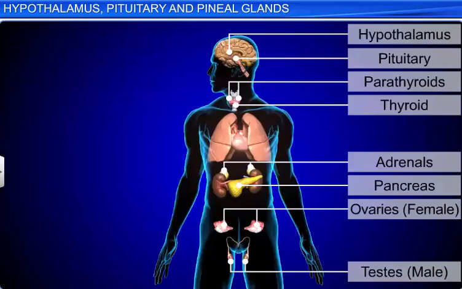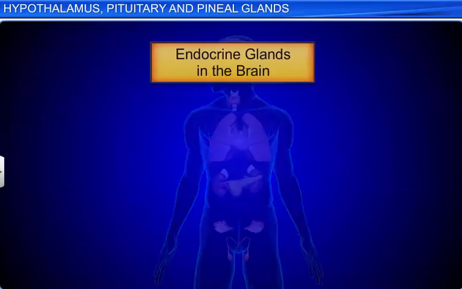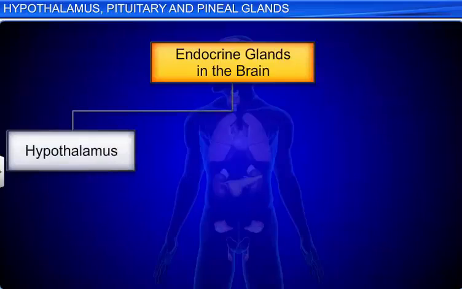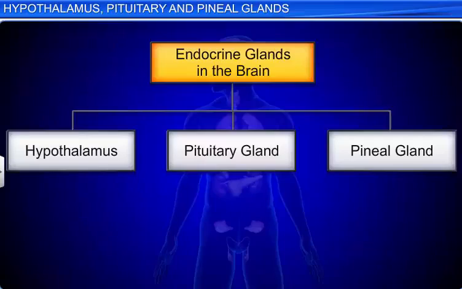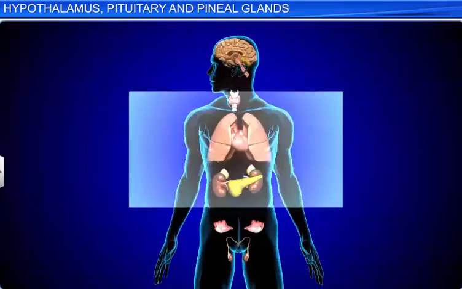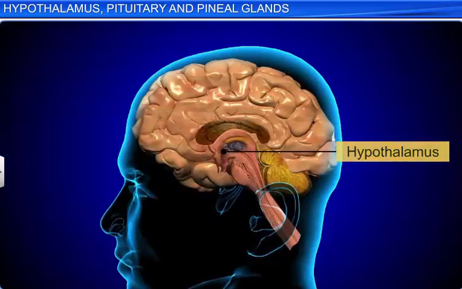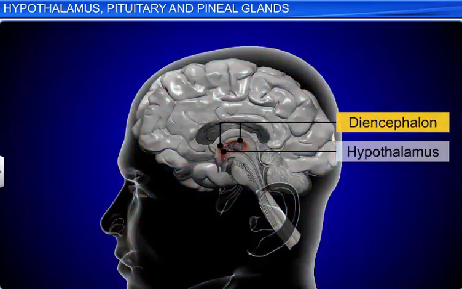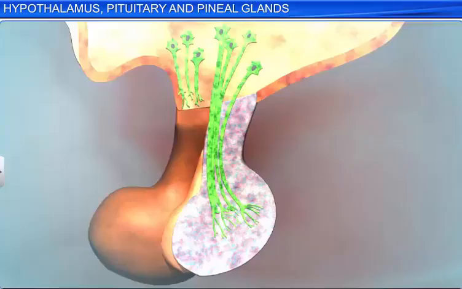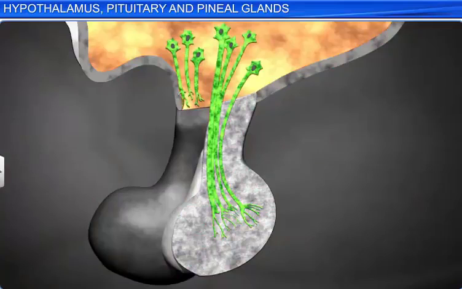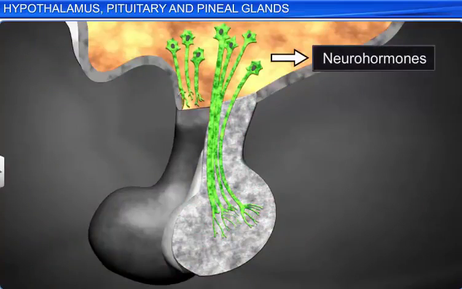The human endocrine system is composed of several endocrine glands in different parts of the body. The three endocrine glands in the brain are the hypothalamus, pituitary, and pineal glands. The hypothalamus is a part of the forebrain and appears as the floor of the diencephalon. It is formed of grey matter that contains neurosecretory cells called nuclei, which produce hormones called neurohormones.